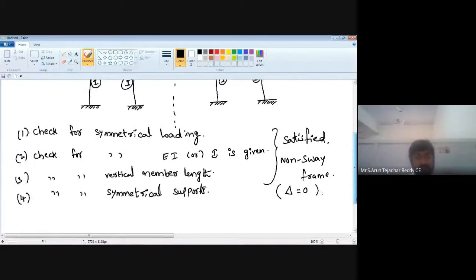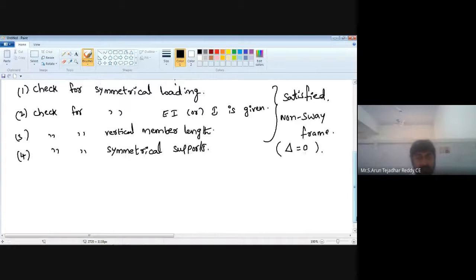Next, in the second case, remember this second case: in these four conditions, at least one condition is not satisfied.